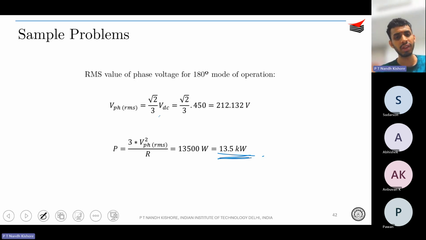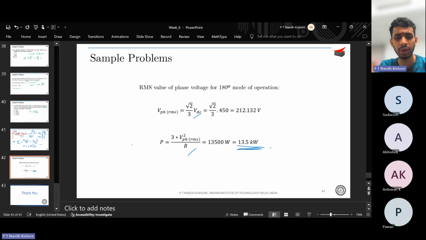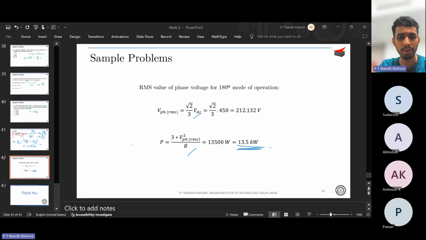Okay, everything is given, VDC is given, R is given. Just you apply, you will get it. So is this fine? Can anyone tell me if this is fine, or else I'll be happy to repeat how this came about. Is this fine, Sudarshan, Anbuvan, Abhishek and Pavan? Yes, sir. Yeah, thank you.